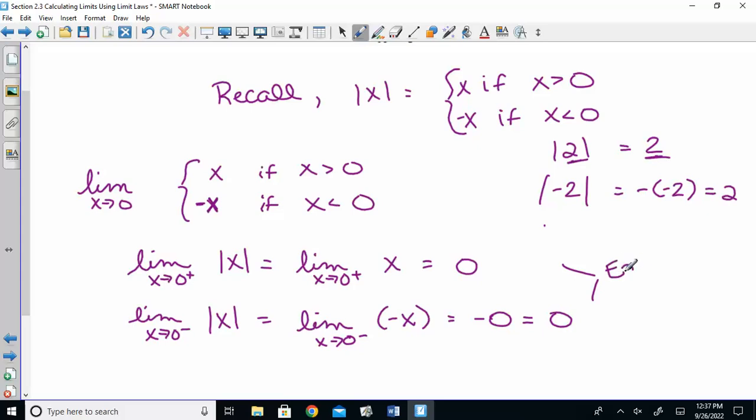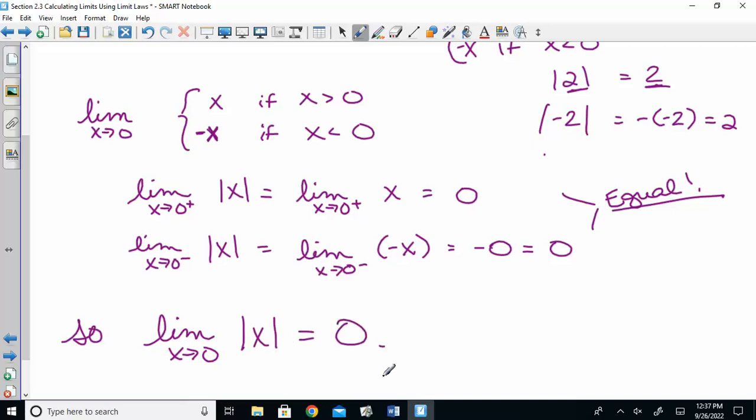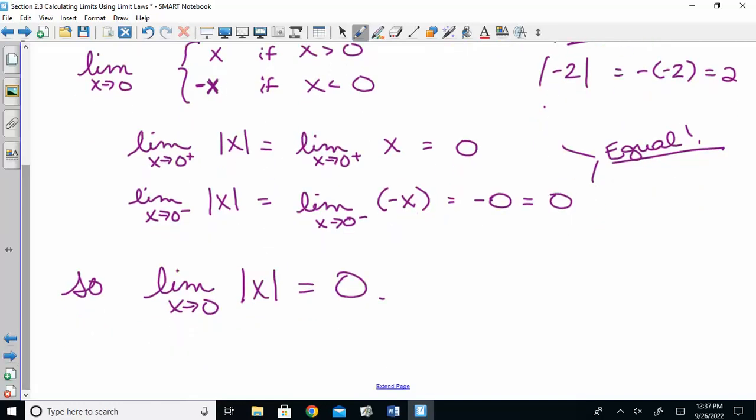These things are equal. If the left and right hand limits are equal, that means the two-sided limit works. So the limit as we approach 0 of the absolute value is in fact 0. And the reason I had to go through all this is because I don't have a limit law yet that tells me I can just plug in something inside an absolute value. Okay, so that's what we're working towards.